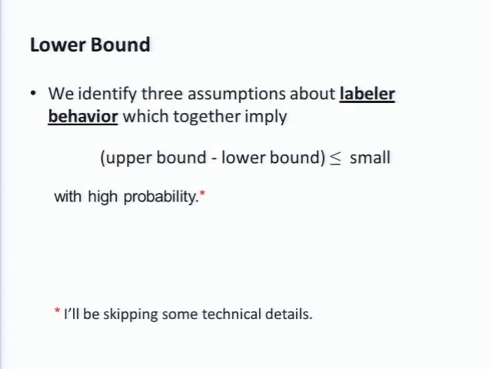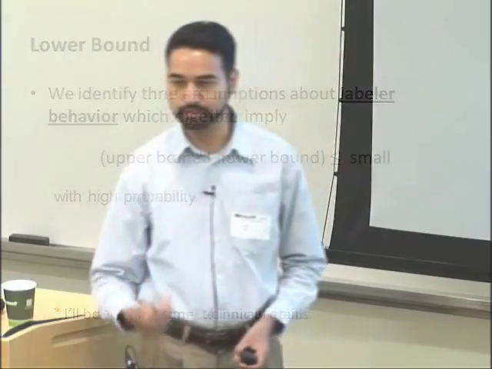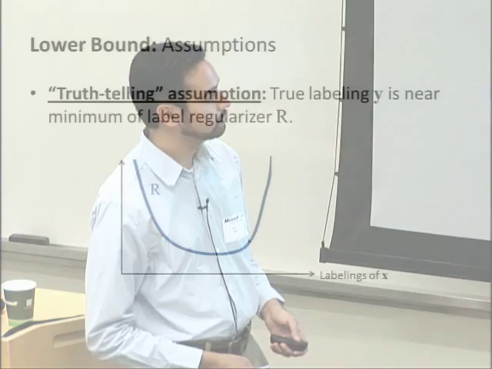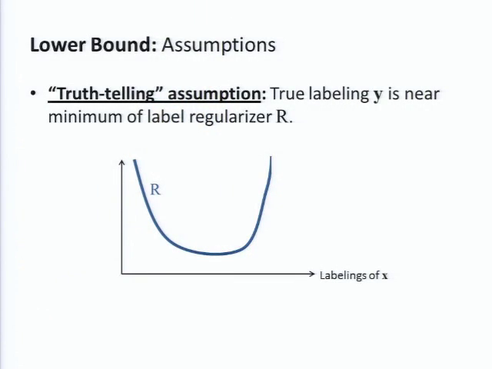Now it turns out that without further assumptions, we're not going to be able to prove a matching lower bound. So what I'm going to describe to you is a set of what I hope you will agree are natural assumptions about the behavior of a labeler. And under these assumptions, we'll be able to prove a tight lower bound. Okay. So there are basically 3 assumptions.